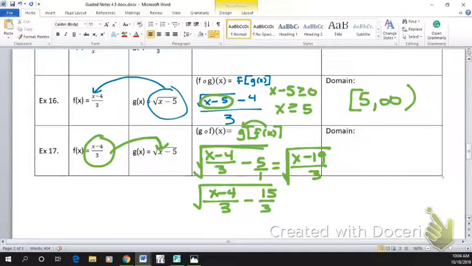Okay, well, now I have to worry about domain. Do I have any x's in my denominator? No. Do I have any even-numbered roots? No. So it's good. Isn't that an even-numbered root? Yep, I got an even-numbered root. I see. So backing up a little bit.